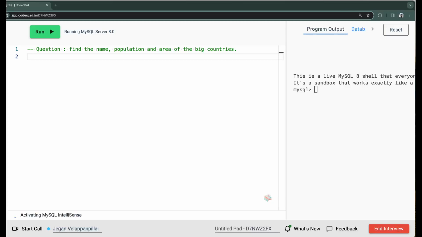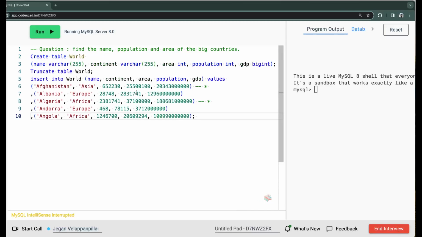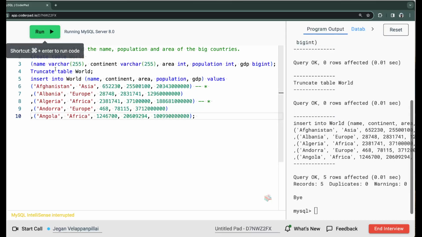Now let's dive into the third video of the series. In this video, we are going to continue with the topic related to the select statement. Let's see the data set and we can talk about the question in detail. So we are given a table world and asked to find the name, population and area of a big country. Let's create the table and see what is the criteria to be a big country.